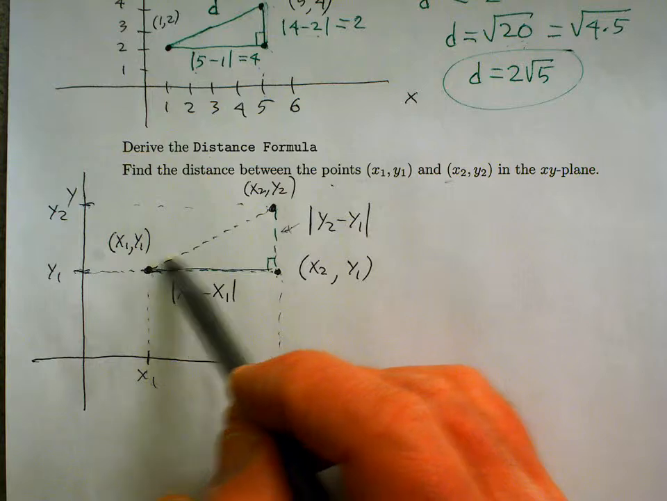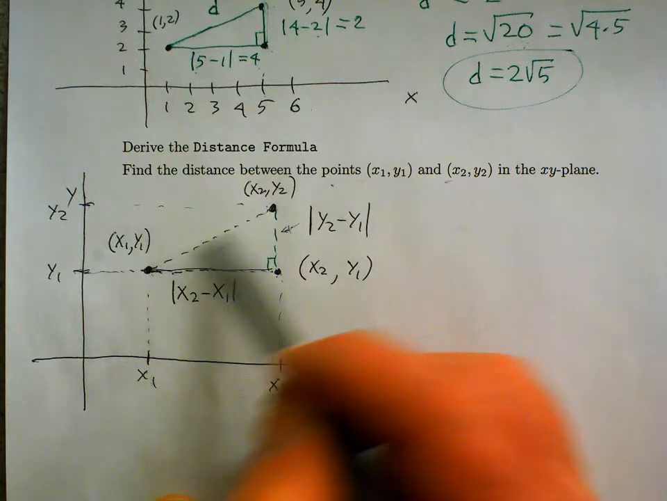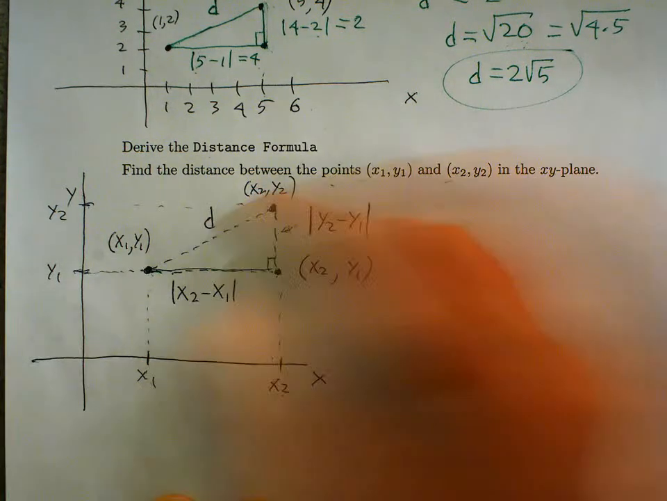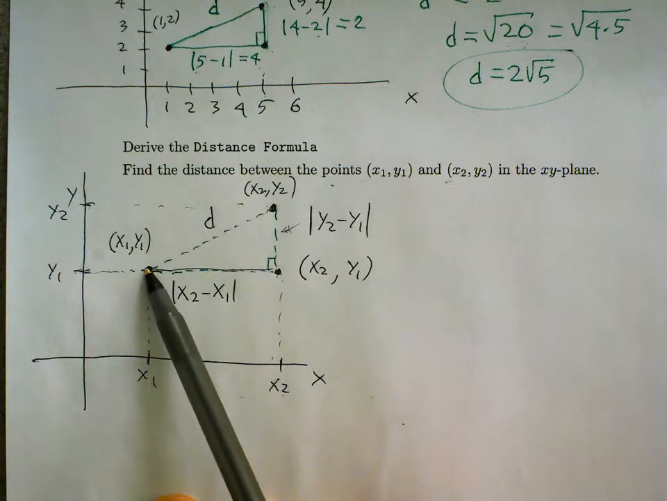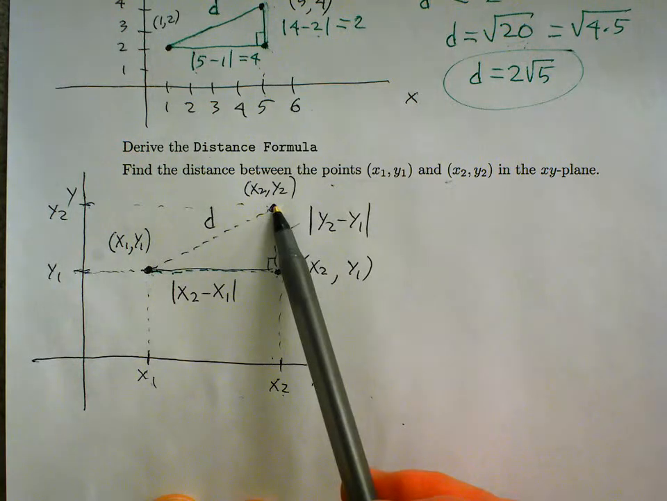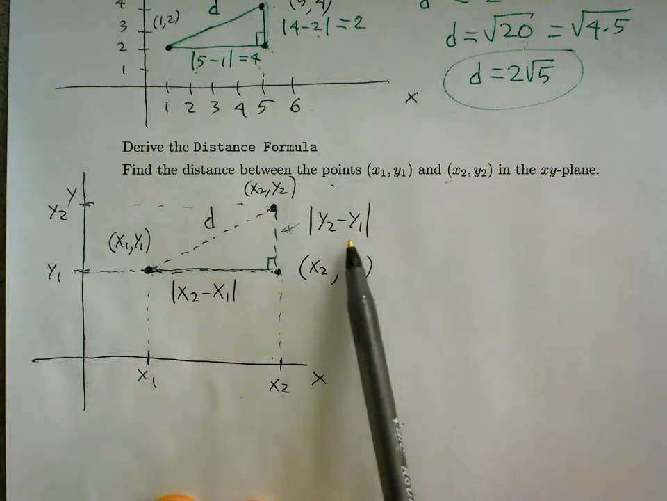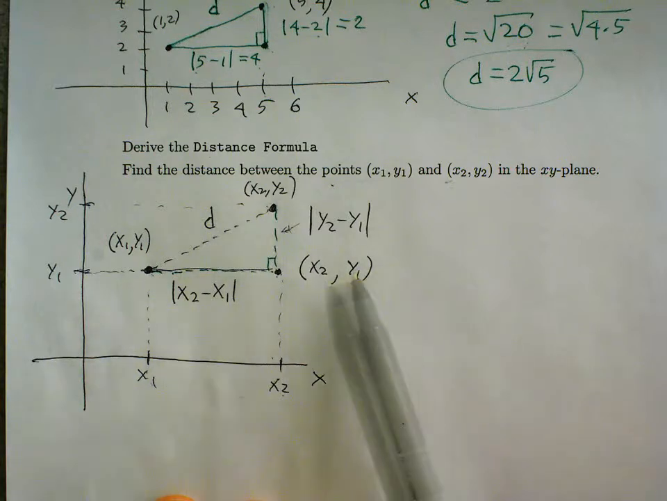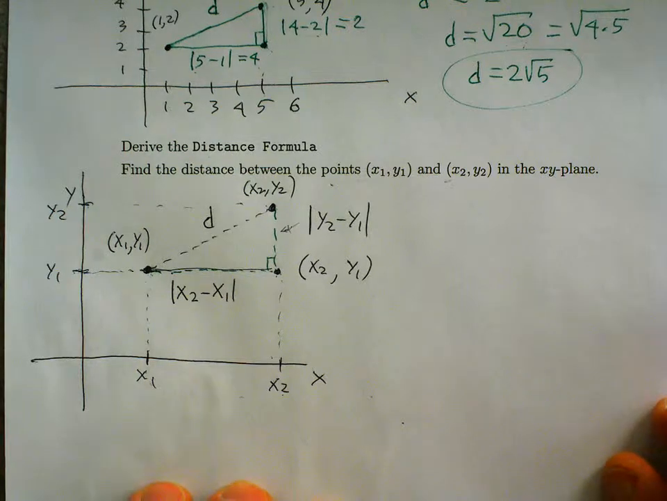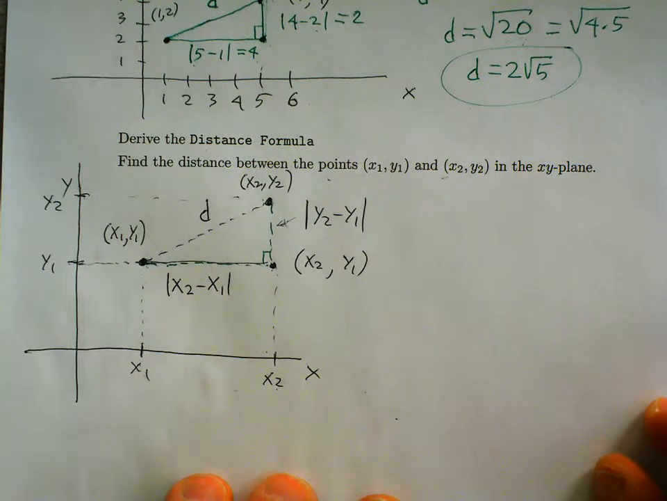And we'll label the hypotenuse of that right triangle with the letter D. D represents the distance between the points x1, y1 and x2, y2. And then we just apply the Pythagorean theorem to this right triangle. And the result will be what we call the distance formula.